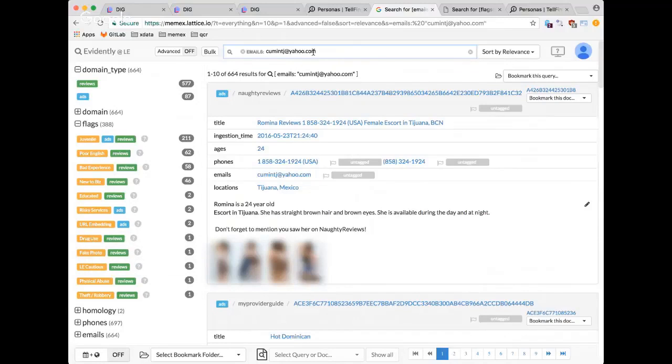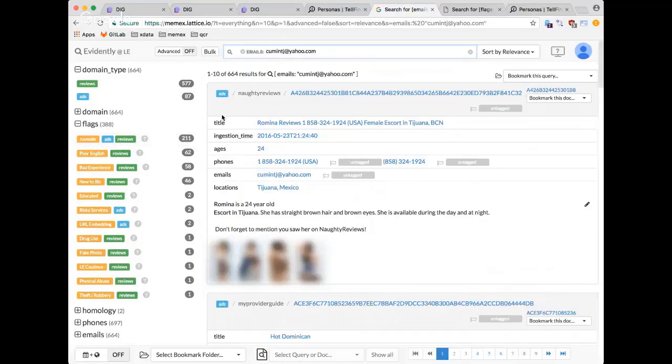And when we search for this email address, and again, we could have done this for any of the identifiers that we just found through that expansion process, what we find is that there are 577 reviews, of which 211 of them seem to involve some kind of juvenile. Now, that's pretty strong evidence that trafficking is involved.